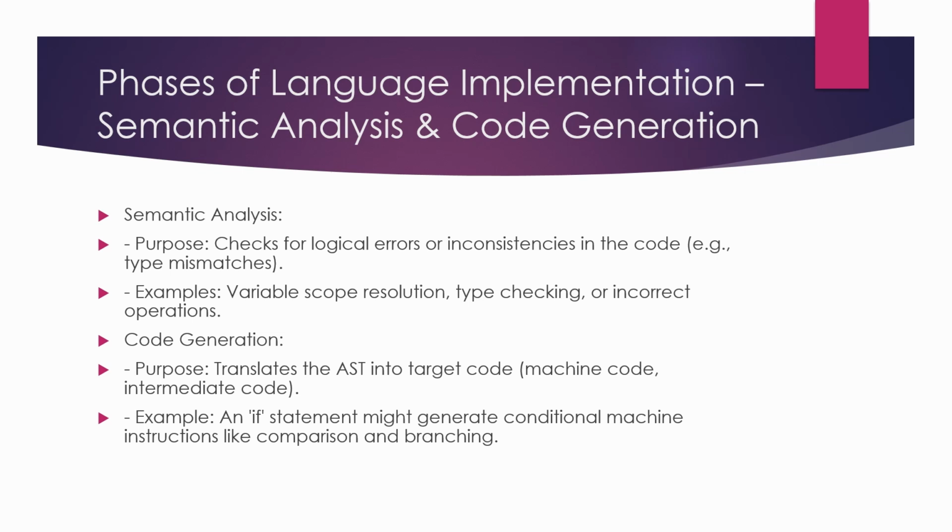Once parsing is completed, we proceed to semantic analysis. This phase checks for logical errors such as type mismatch or improper use of variables. The code is then ready for code generation, where it is transformed into machine or intermediate code. The code generation process turns the structured representation into executable code.